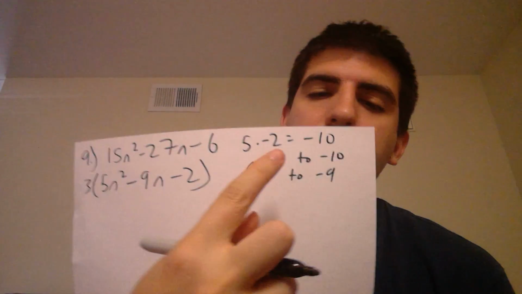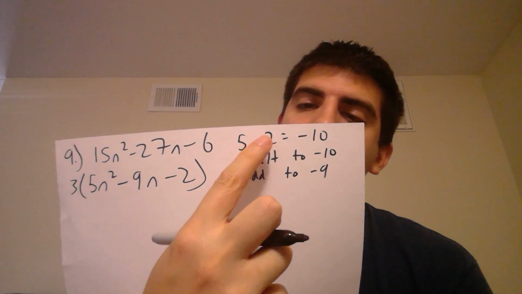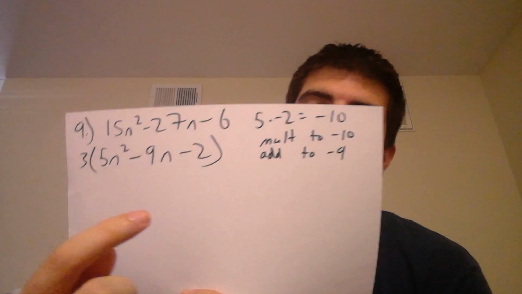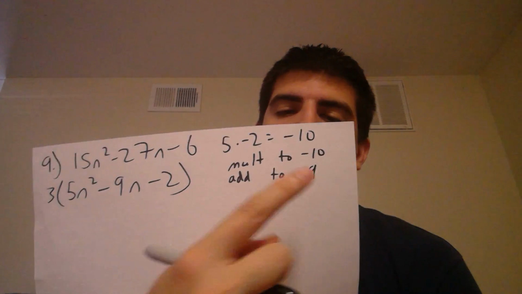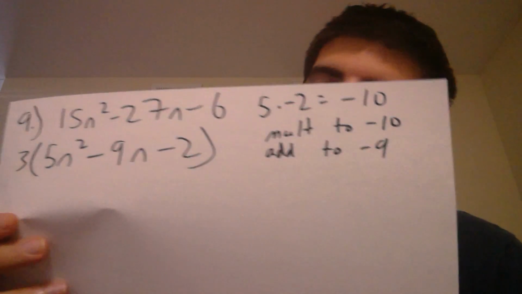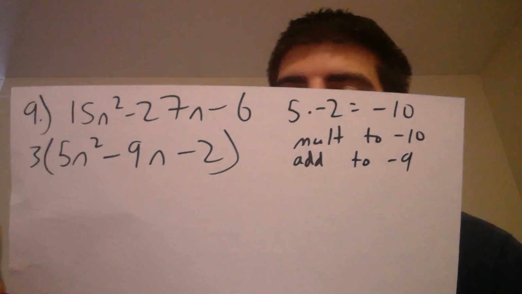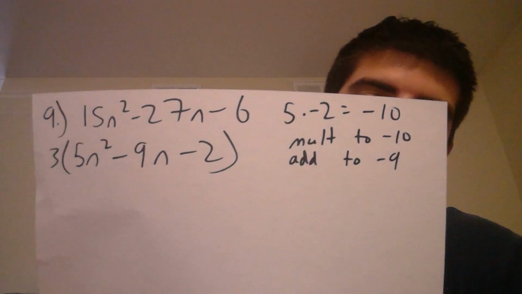So again, you do AC, 5 times negative 2. This is equal to negative 10. I cannot read behind the paper. We're looking for two numbers that multiply to negative 10 that add to negative 9. Again, if you're good doing this in your head, more power to you. If you're not great at this, use a calculator.